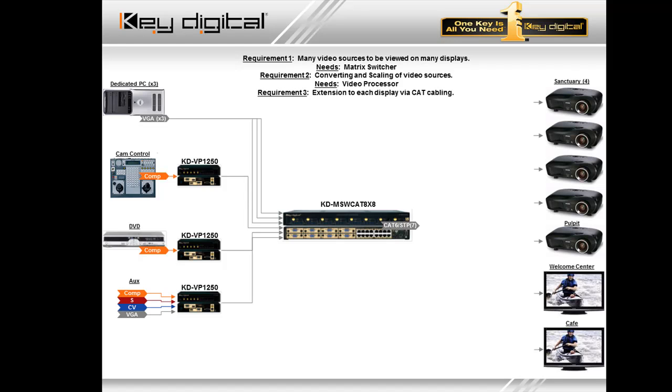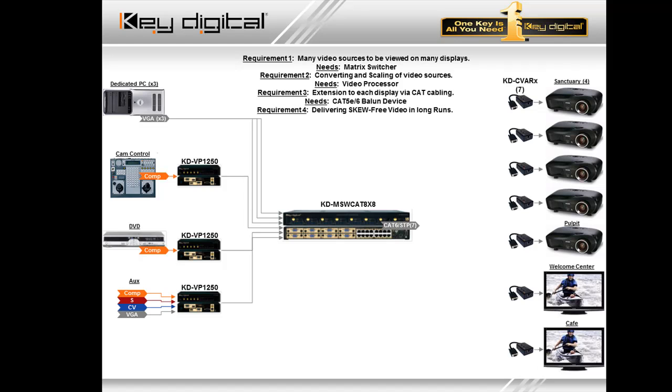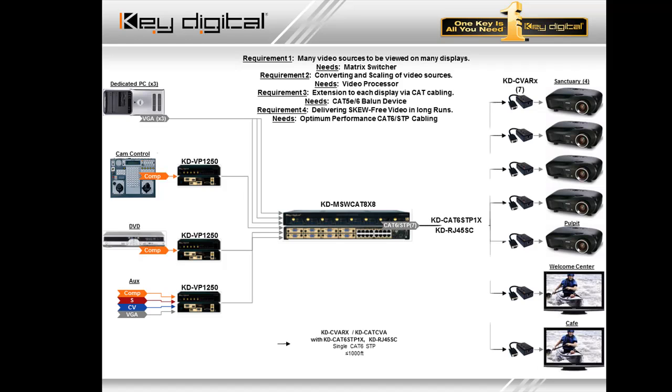Okay? Our final requirement, extension to each display via CAT cabling, in which case the KD-CVARX is the balun, as you know now, that must be used with the KD-MSW CAT 8x8. We go ahead and we're going to be using the KD Cat6 STP1X cabling so that we are able to deliver skew-free video without the information arriving at different times, resulting in those skew problems that would happen if you were using standard CAT cabling to go those distances.